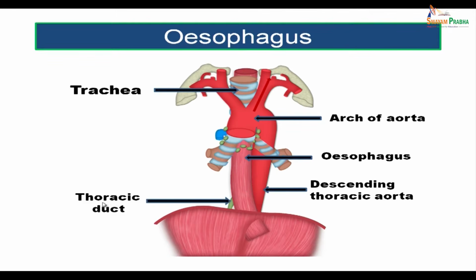You also find the thoracic duct lying to the right side of the esophagus in the lower part. At the level of the 4th thoracic vertebra, it is going to cross posterior to the esophagus, and then it comes to lie on the left side of the esophagus in the superior mediastinum.